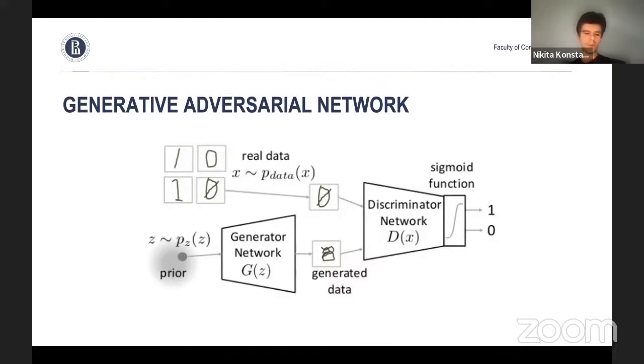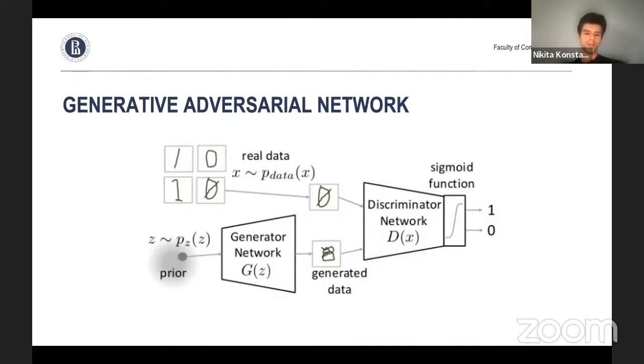The goal of the generator is to generate some new samples from the real data distribution based on some noise. And the discriminator aims to distinguish between real data and generated data.